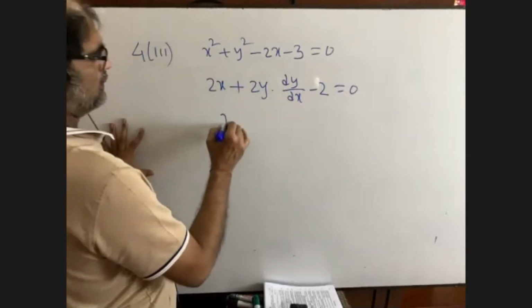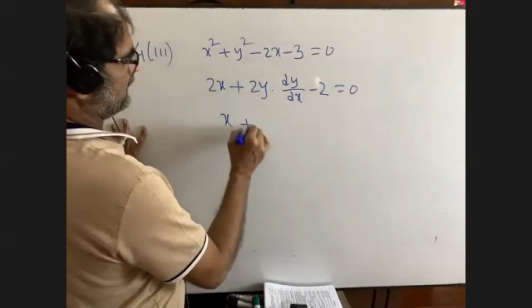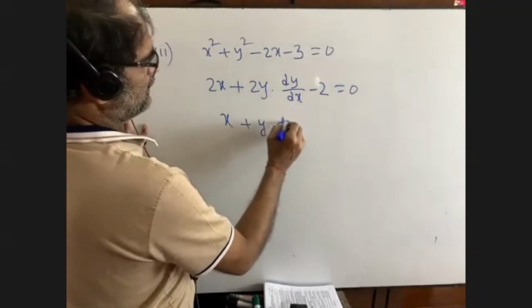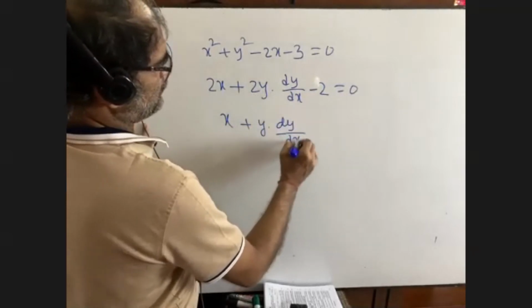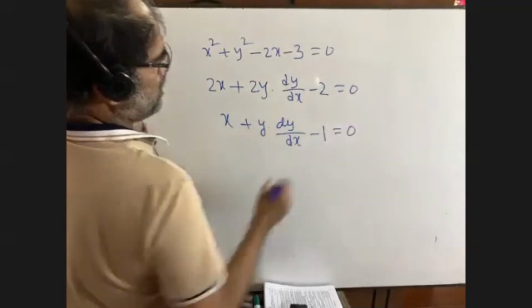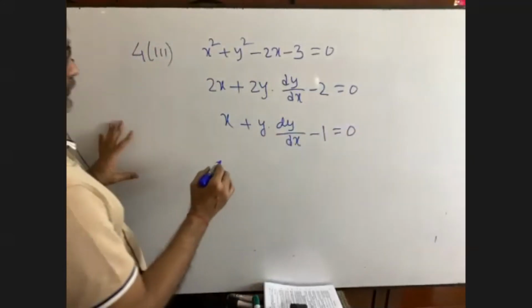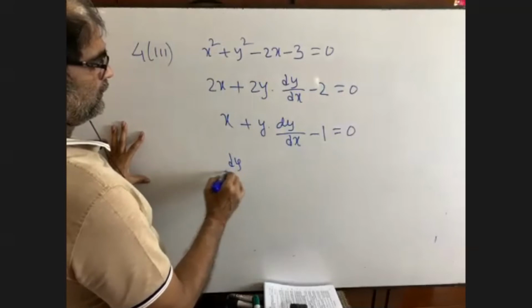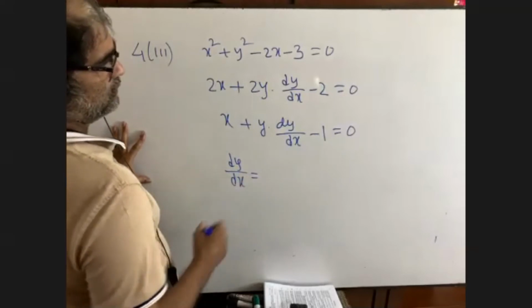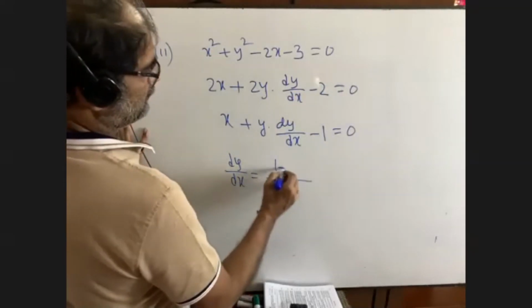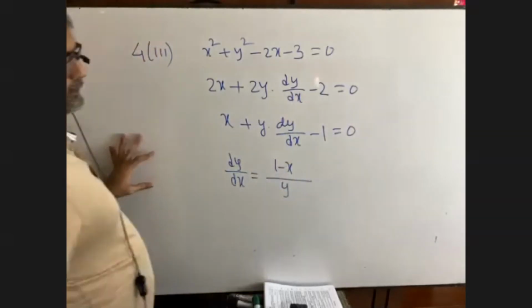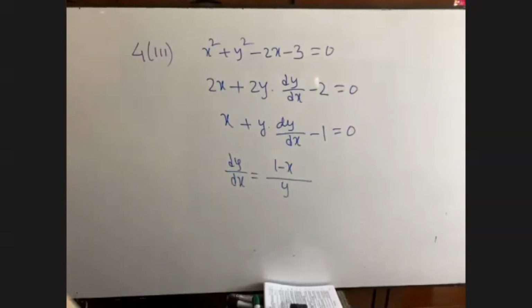You omit all 2, x plus y dy by dx minus 1 equals 0. So dy by dx is equal to 1 minus x by y. Have you got it or not? Yes, sir.